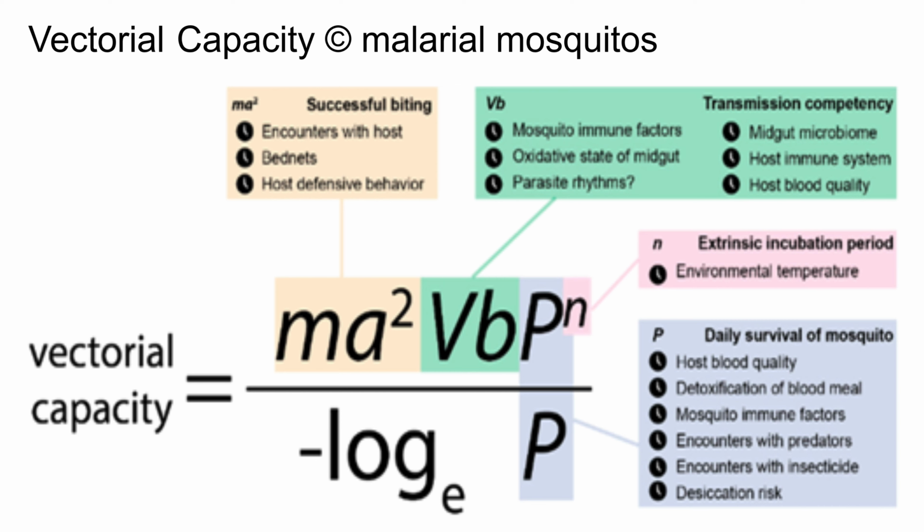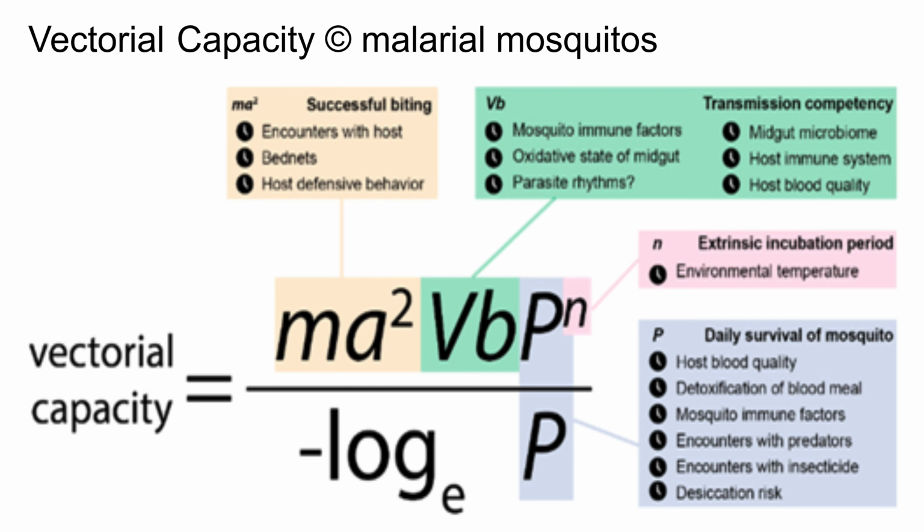What are the parasite rhythms? So this would be things like fever cycles and the actual different developmental cycles of the parasite itself. In transmission, which is part of that VB value, in transmission competency, they're going to look: are there other organisms present in the midgut of the vector or the host? Does the host have an immune system that's effective against the parasite? And what's the quality of the host blood?